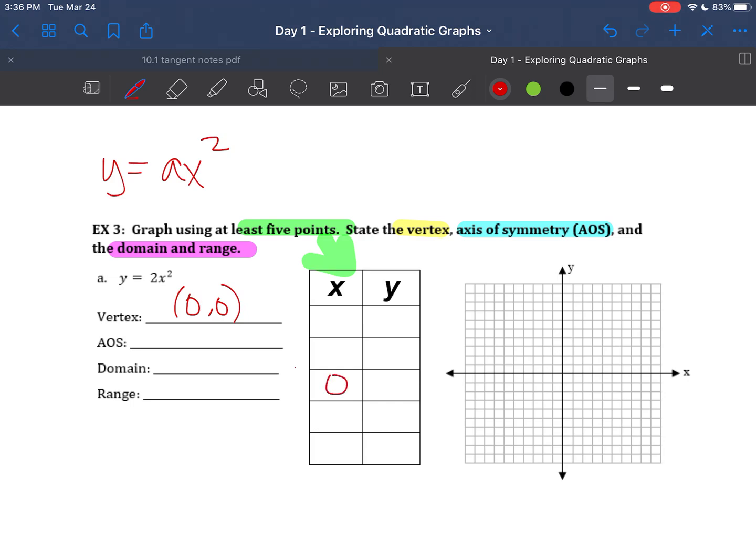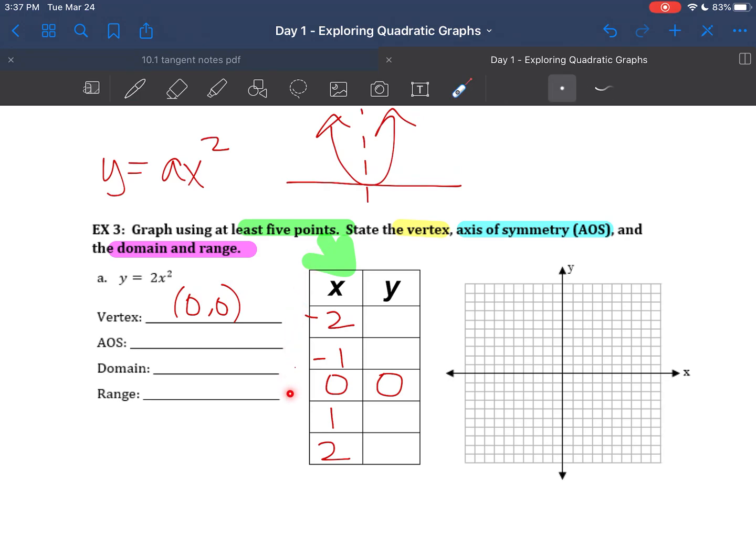So we always put the vertex in the middle of the table because I'm going to make this U-shaped graph that has symmetry. If you think about that being an XY axis, the numbers on the left-hand side of the x-axis are symmetrical to the right-hand side. It's just one's negative, one's positive. So I'd like us to fill in 2 numbers that are under 0, 2 numbers that are above 0. I'm going to go with -1 and -2, and then back to 0, and 1 and 2.